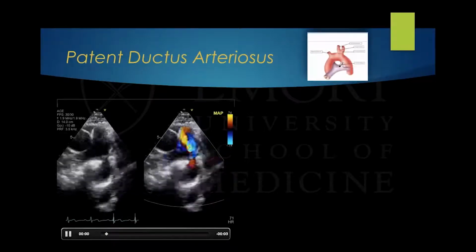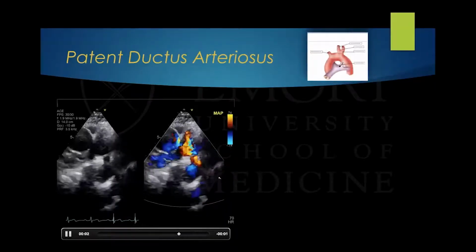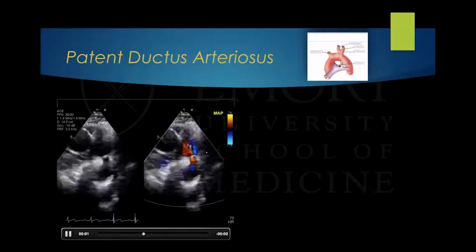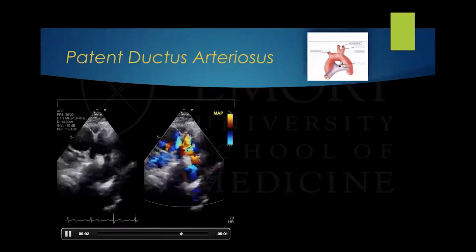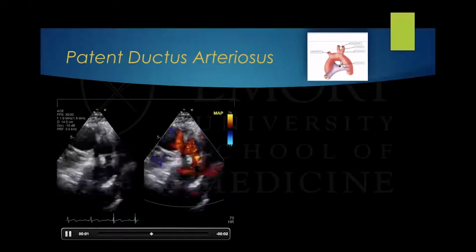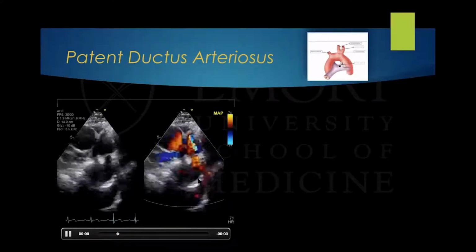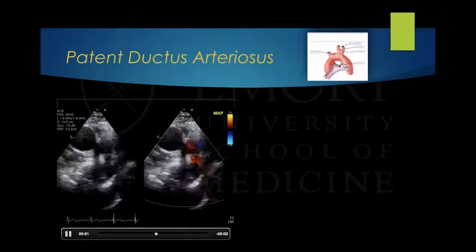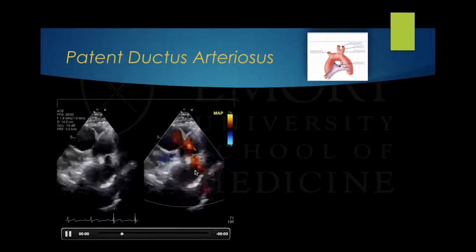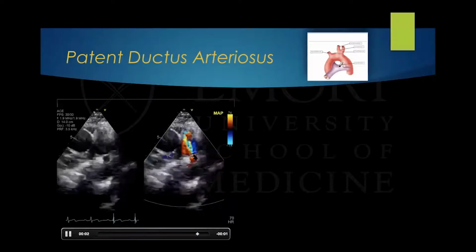And the best echo view to demonstrate that is the short axis at the level of the pulmonary arteries, where you can see the right pulmonary artery and the left pulmonary artery and the descending aorta below. When you put the color Doppler, you will see a continuous flow from the descending aorta into the main PA, demonstrated in here by color.